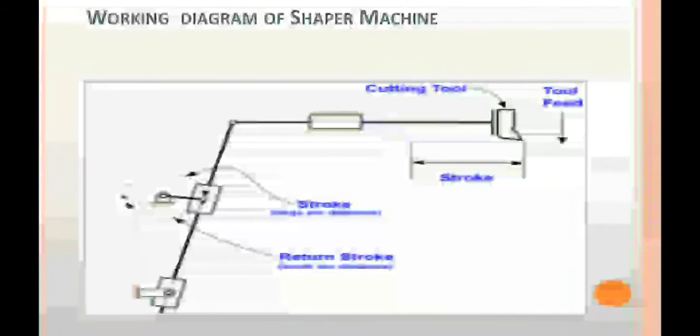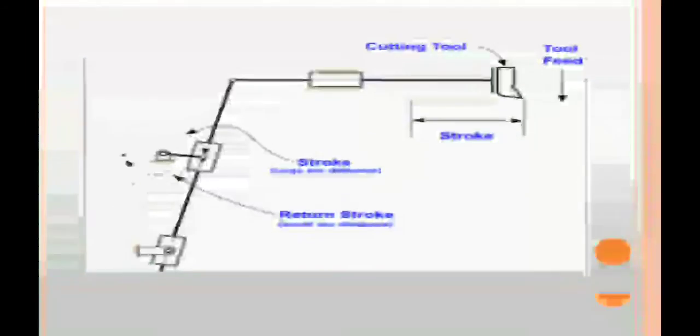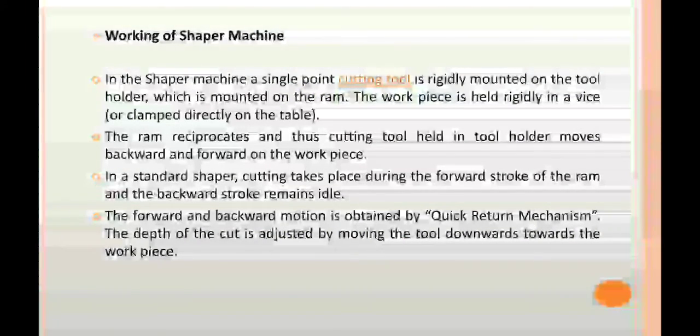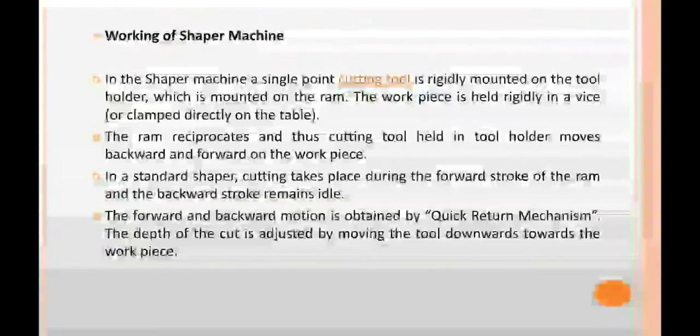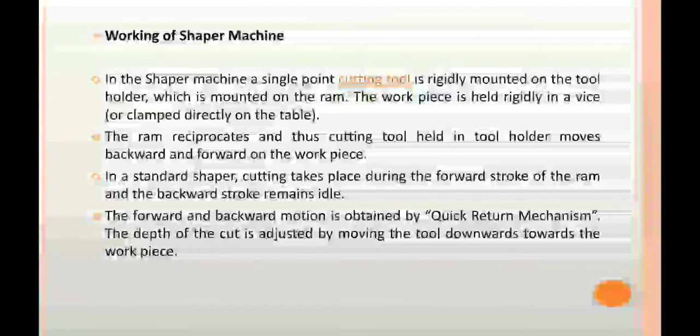Working diagram of shaper machine shown in video. Working of shaper machine. In the shaper machine, a single point cutting tool is rigidly mounted on a tool holder, which is mounted on the ram. The workpiece is held rigidly in a vise. The ram reciprocates, and thus cutting tool held in the tool holder moves backward and forward on the workpiece. In the standard shaper, cutting takes place during forward stroke of the ram and backward stroke remains idle. The forward and backward motion is obtained by quick return mechanism. The depth of the cut is adjusted by moving the tool downward toward the workpiece.